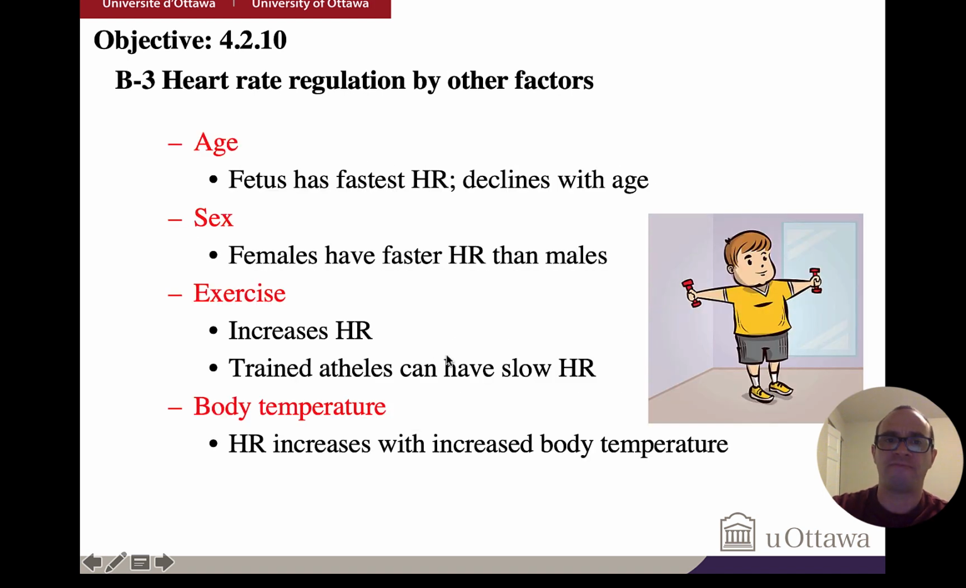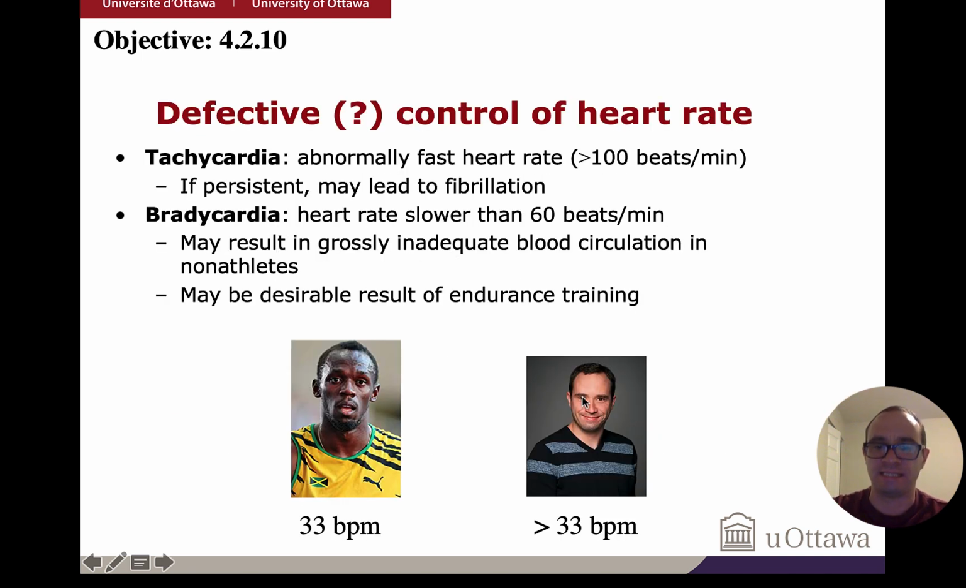Okay. Finally, heart rate can be regulated by other factors. And we won't go into too much detail here, but heart rate can be regulated by age, sex, and so females generally have faster heart rates than males. By exercise, you should be well aware that exercise increases your heart rate. Trained athletes can actually have a slow heart rate, and body temperature. And so this one might seem kind of counterintuitive. Trained athletes can have a slower heart rate, but the idea is that things are working that much more efficiently. And so your body can get away with something like Usain Bolt, for example, has 33 beats per minute. And I always say that, well, let's just say that it's more than 33 beats per minute.